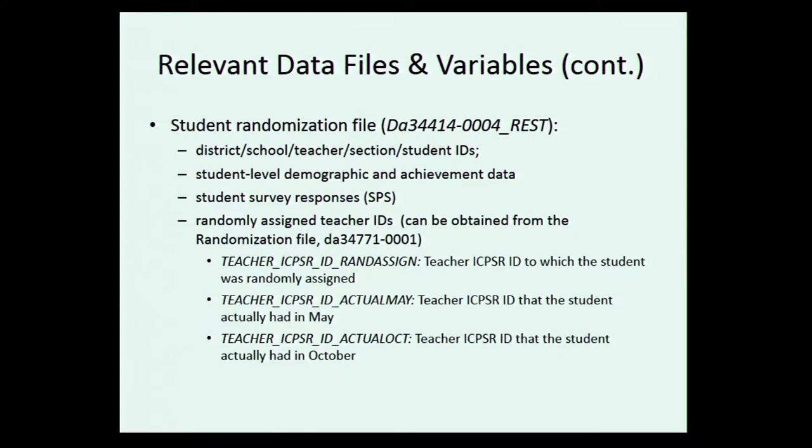Your student level demographic and achievement data. Again, these are the same set of variables that have been aggregated at the section level. And now you'll see the individual student survey responses as opposed to the aggregated survey responses at the section level. And then key to why you're working with a randomization file is, who are these randomly assigned teachers, right? To which sections were these teachers randomly assigned, and to which students? Each student will have a randomly assigned teacher, but keeping in mind that that teacher was randomly assigned not to the student, but to the class the student was assigned to. And the student was non-randomly assigned to that class.